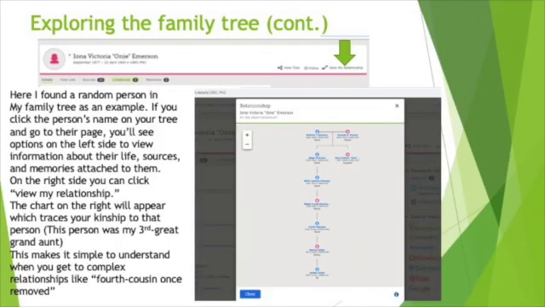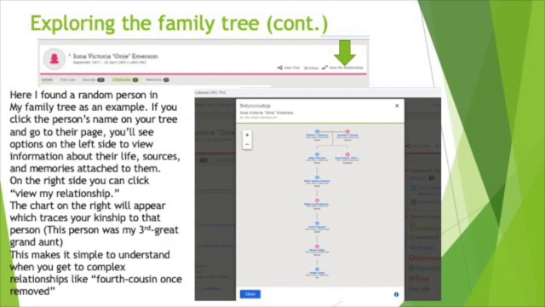I found a random person somewhere in my family tree. If you click on their profile, you'll see options on the left side. You can view information about their life, sources that are attached to them, memories that are attached to them. You can also click View My Relationship, and it breaks down a pedigree chart with you. The individual that I selected is all the way over here on the top right.